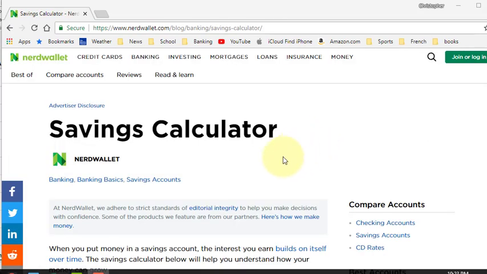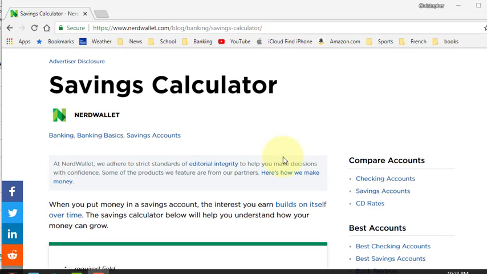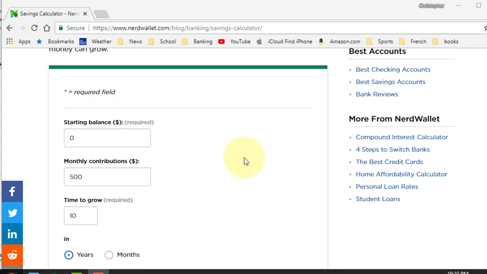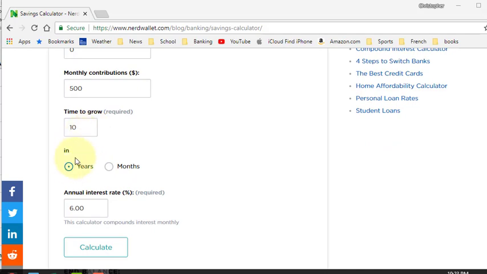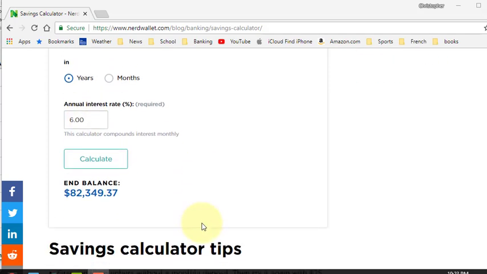But then if you go to another website that comes up real early in the Google search, NerdWallet, sounds pretty good. I'll try this one. Savings calculator. We can enter in a starting balance of 0 for this one. Monthly contributions of 500. Time to grow, we can go 10 in years or we can put it in months. But if I go 10 years, 6%, and calculate, I get 82. Now, how come that's 82,000 when I calculated 81,000?